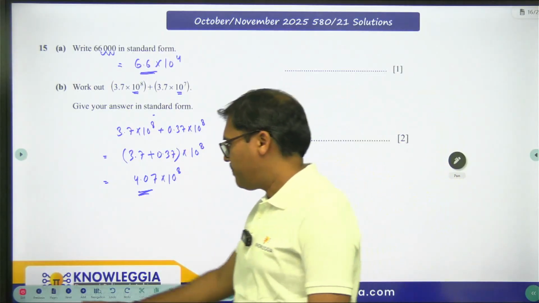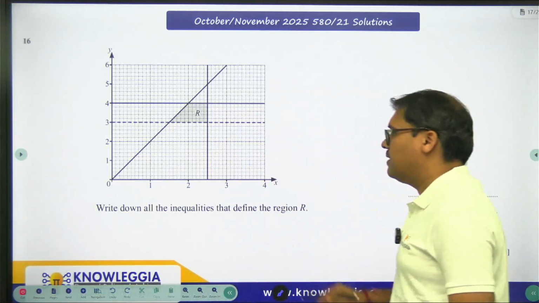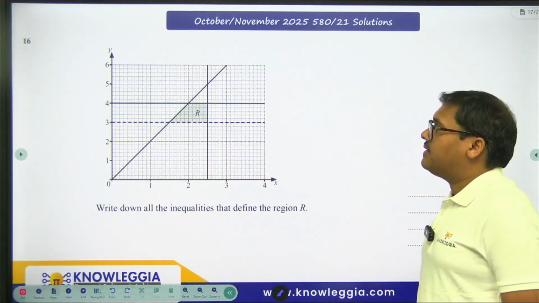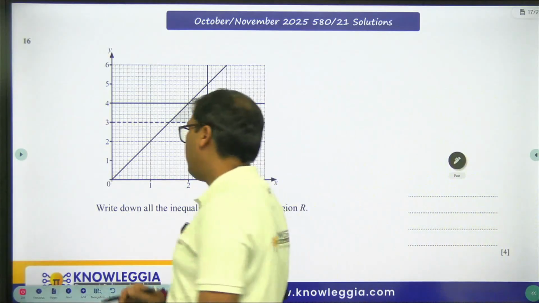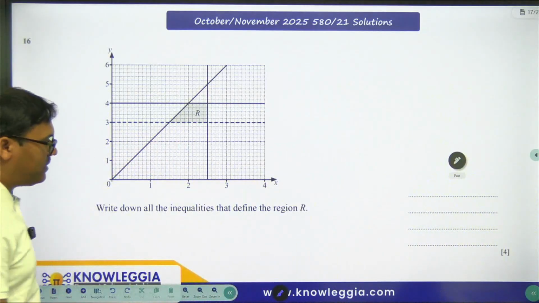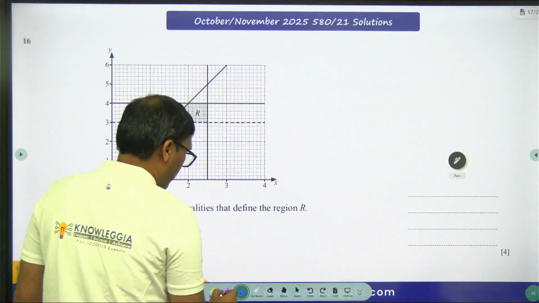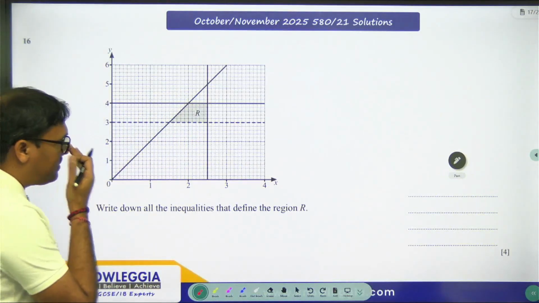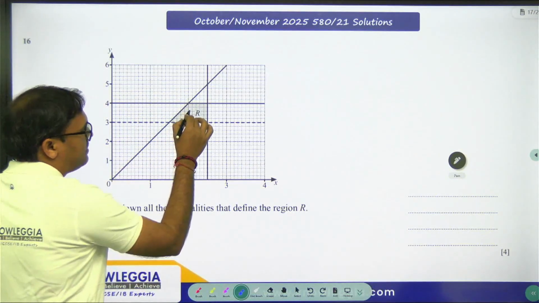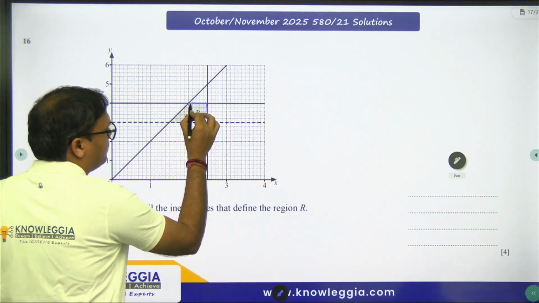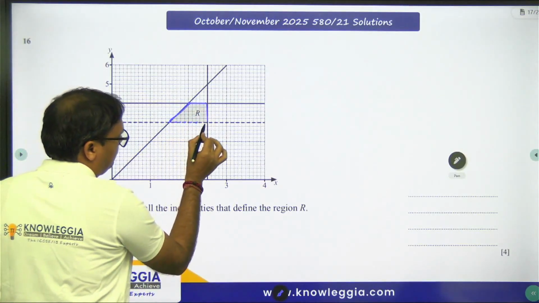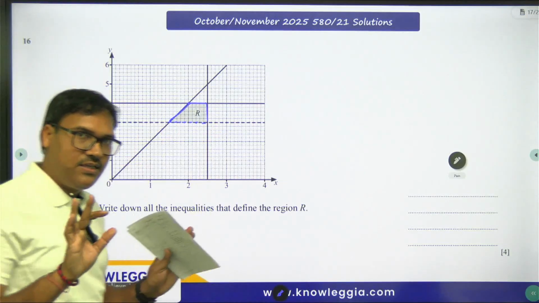Okay. Now next question. Write down all the inequalities that define this region R. So now I hope you remember how to write the region corresponding to straight lines. So let's see. This region R is bounded by these four lines. So first let's write the equations of the lines.